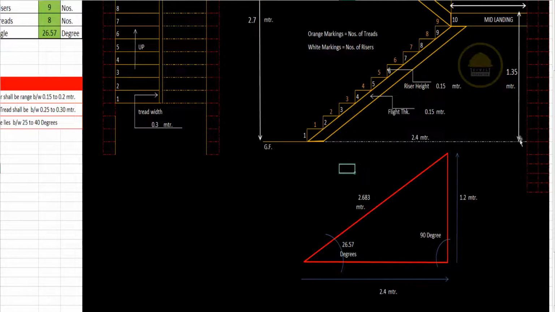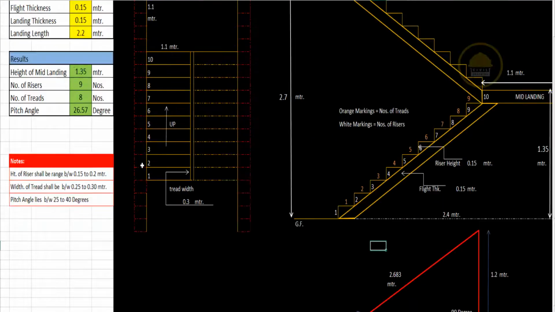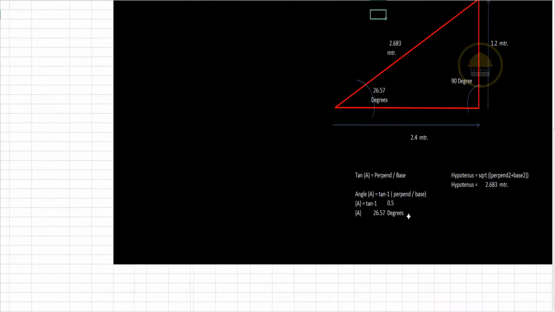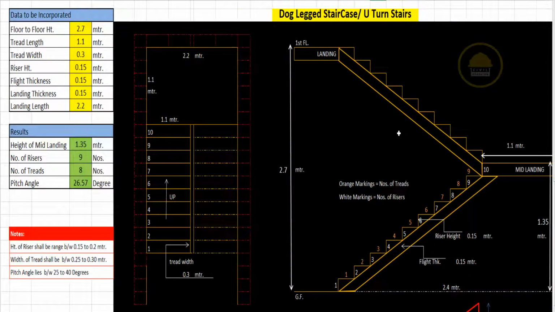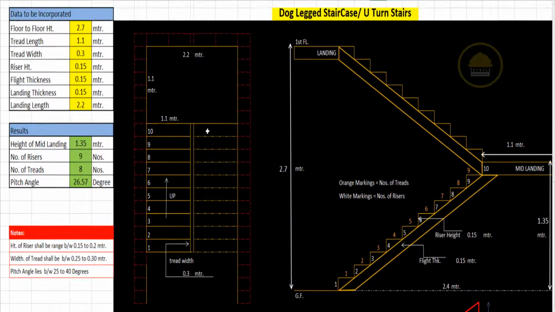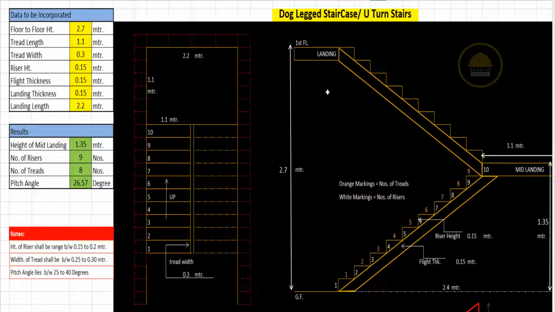As you can see, I have also mentioned here the 2.4 meter, for your better understanding. This way you can easily calculate the number of risers or treads for a dog-leg staircase. Just remember that you have to incorporate all these values here, and you can easily calculate the height of the mid landing, number of risers, number of treads, pitch angle, and so on.